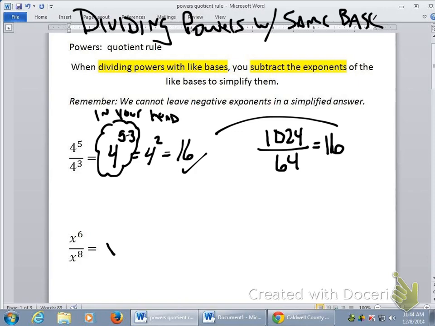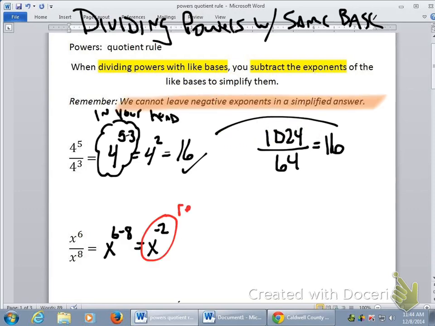On the bottom, of course, I've got variables, so I'm going to have to follow my rules here. I do x to the 6th over x to the 8th, so I subtract: 6 minus 8. Of course, 6 minus 8 is negative 2, and I'm not allowed to leave negative exponents in a simplified answer. So I do the reciprocal and I get 1 over x squared, and that's the simple way.